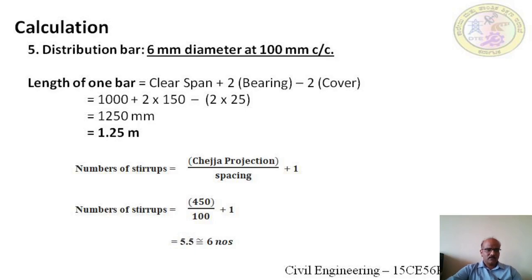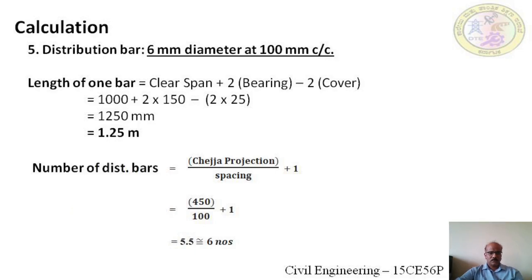Then number of the length of the distribution bar is 1.25 meter, and the number of distribution bars required is equal to Chajja projection divided by spacing of distribution bar plus 1. The Chajja projection is 140 mm, and the distribution bars are provided 100 mm center to center. This spacing is 100 mm, divided by 100 plus 1. It will be 5.55 numbers, that is nothing but 6 number of distribution bars are required.